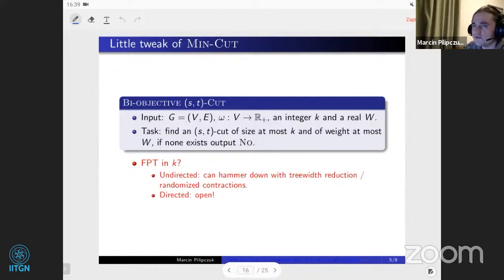And actually, FPT in directed graphs is open. So I don't know if it's FPT parameterized by k. I think this is one of the key problems we don't understand about cut problems in directed graphs. Okay, but we will start here.